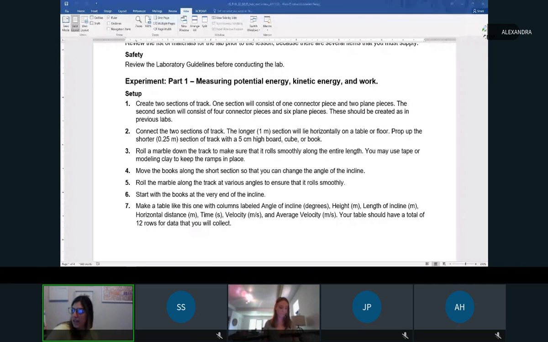How long does it need to be? It says that you're going to be using 4 connector pieces and 6 plain pieces. So I assume the clear one, right? Isn't this clear one the one that is the connector? I would assume. Yeah, that's the connector. That's what I thought. This has 3 on it. Great. So you just need 1 more connector, and then 6 plain pieces.